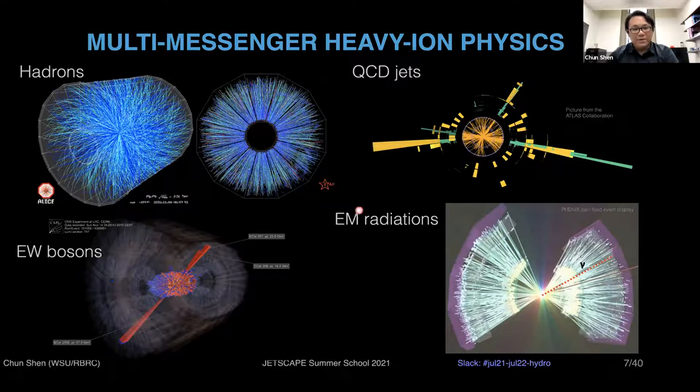From day one of heavy ion physics, the experiments measure all these types of particles. But as the detectors become more and more precise and we have more high luminosity collisions, these rare probes like QCD jets, the electroweak bosons and EM radiations become more and more precise. And we have now really entered a multi-messenger era, where we can quantitatively describe all these different types of probes and particles in heavy ion collisions.